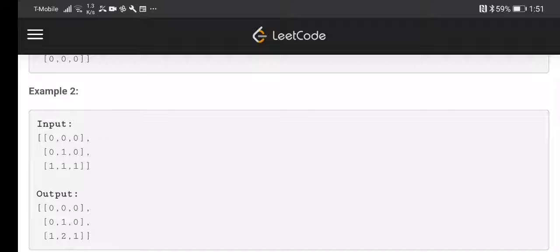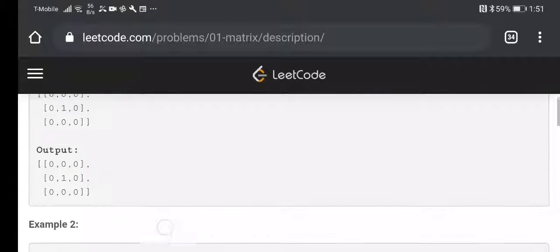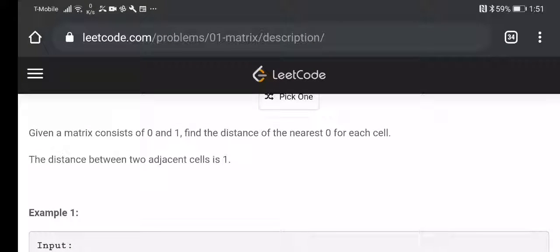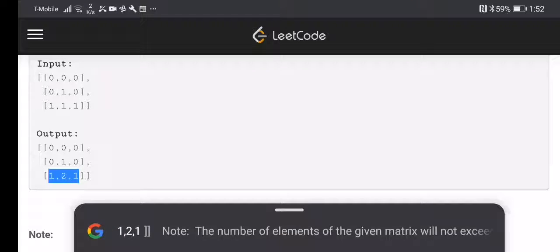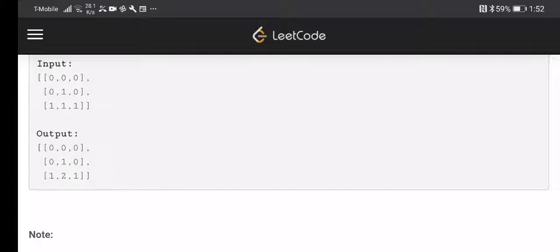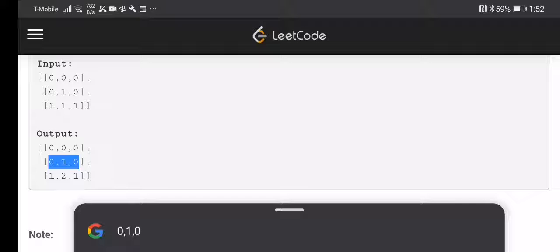Now here's another input. It's 0, 0, 0, and then 0, 1, 0, and then 1, 1, 1. So we're trying to find the distance to the zeros, and that's given in the problem here. The distance between adjacent cells is 1, and we want the distance to the nearest 0. So in this case, the output is shown below, and it has a 2 here because if you count 1, 2, it's always 2 from a 0, right?